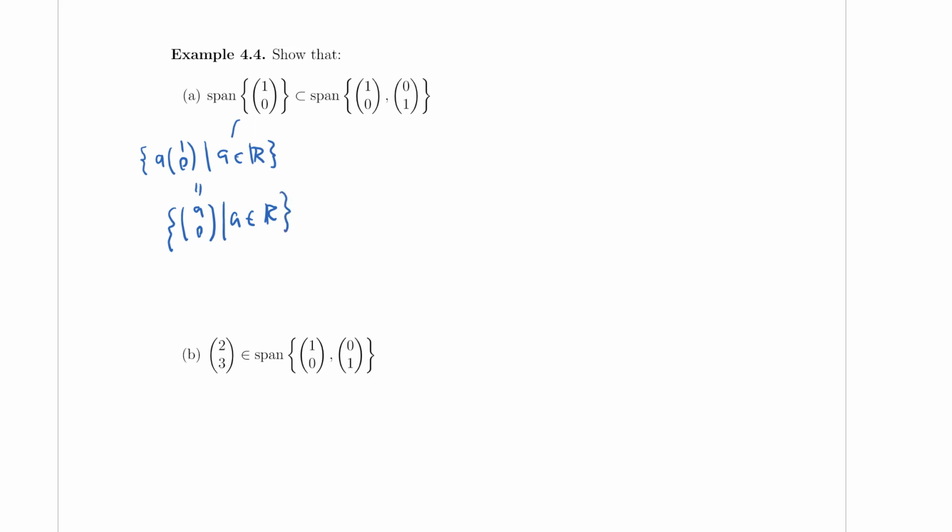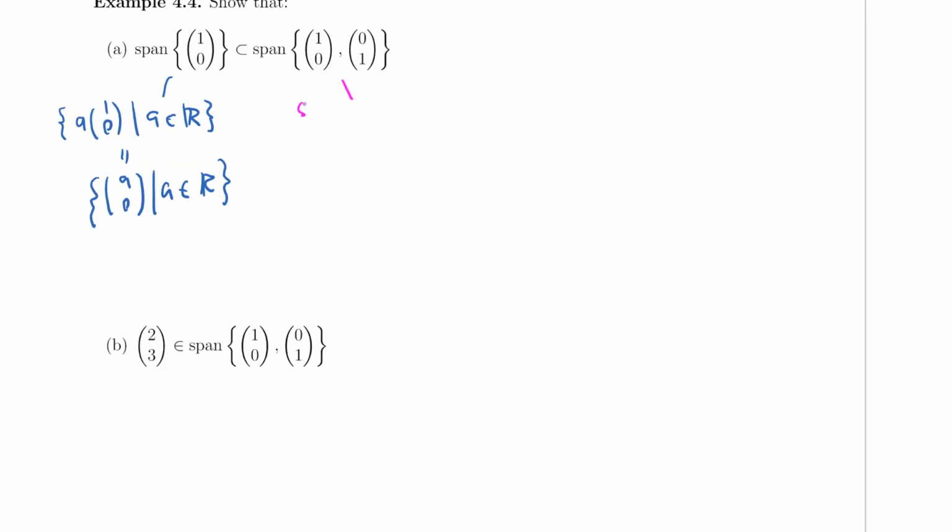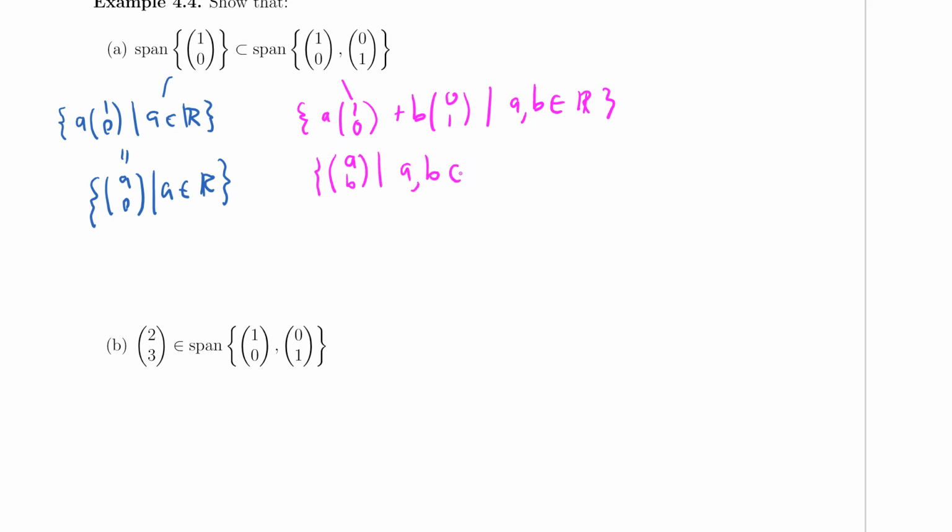Okay. So let's now take a look at the right hand side. I have here the span of (1, 0) and (0, 1). So that's going to be the set of all vectors that can be written as a times (1, 0) plus b times (0, 1), where a and b are real numbers. So this is the set of all vectors of the form (a, b), where a and b are real numbers.